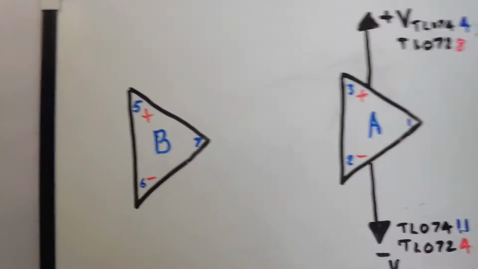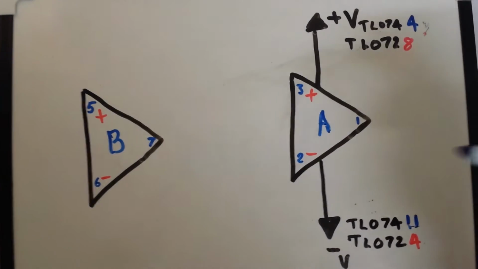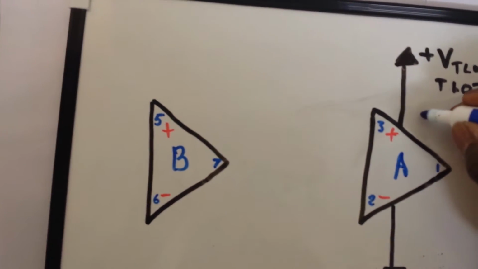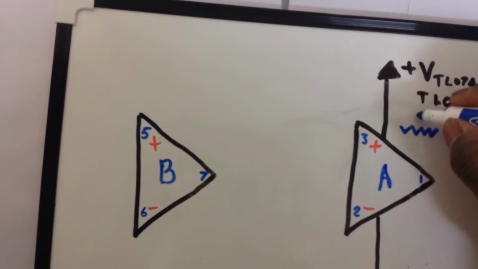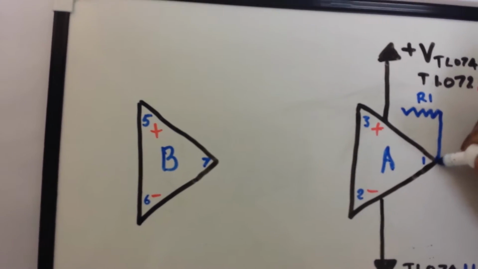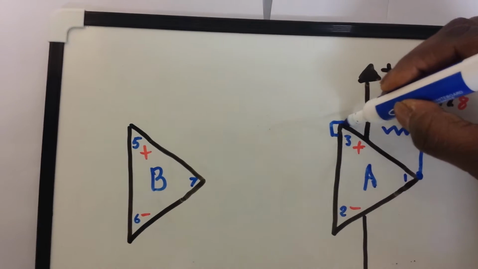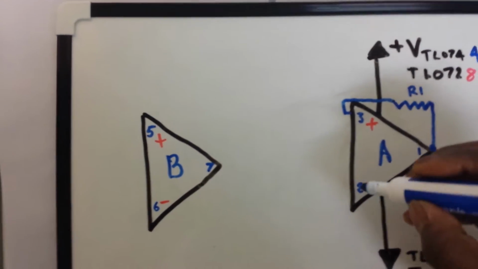Anyhow, so firstly what we need to do is take the 47k resistor, which I'm going to call R1, and that will go from pin 1 into the non-inverting side of the op amp.